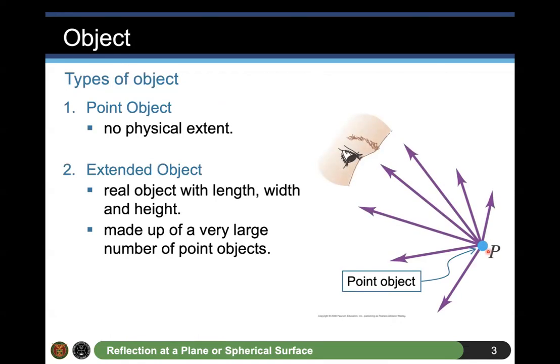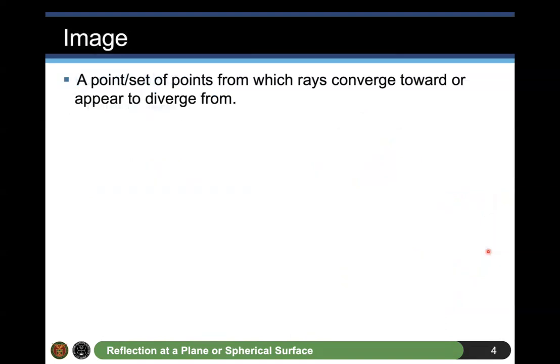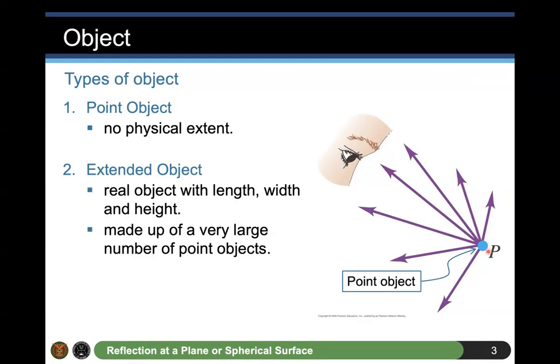However, an extended object is a real object with length, width, and height, so it has volume and area. It's made up of a very large number of point objects. So a collection of point objects is called an extended object. So that is our object.